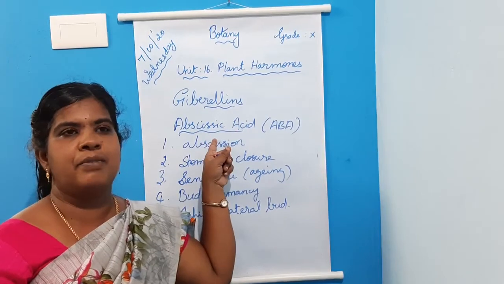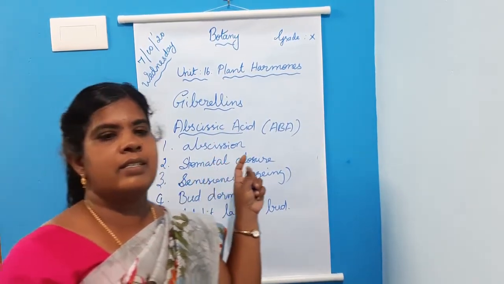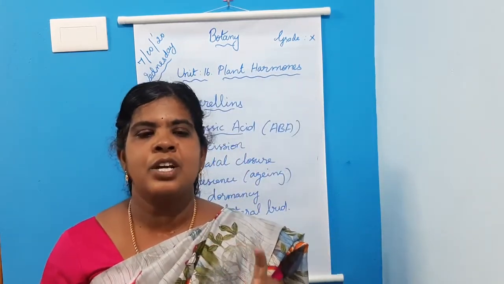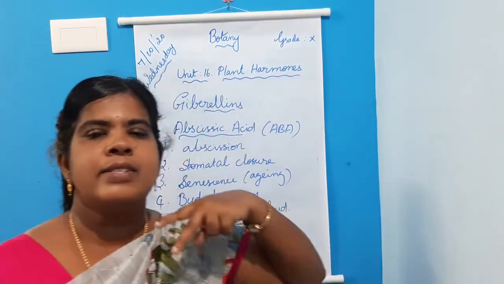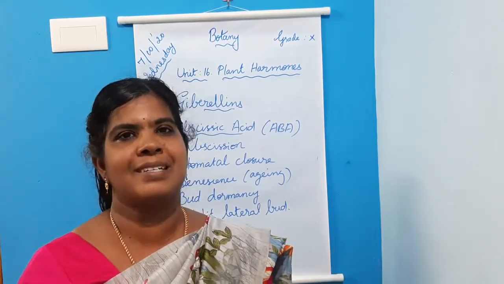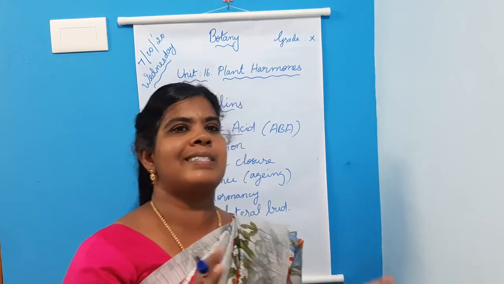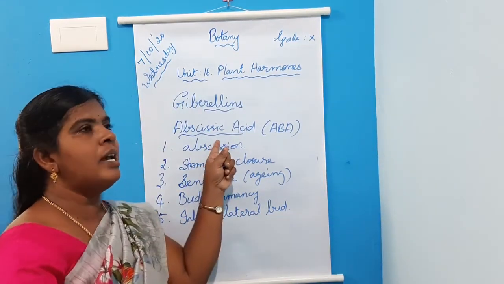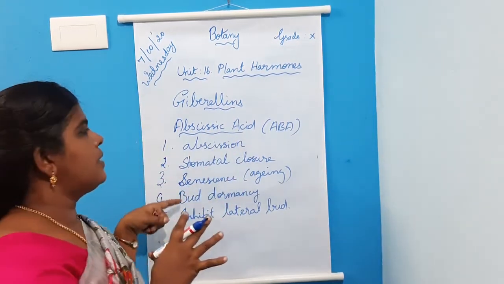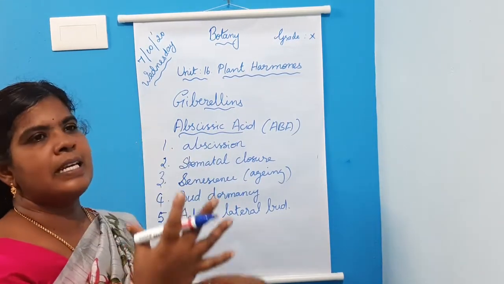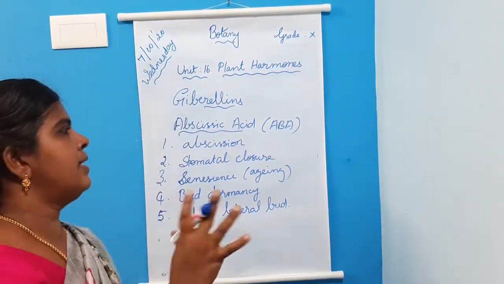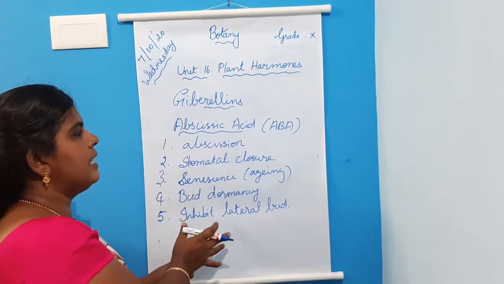Abscisic acid is a powerful growth inhibitor which regulates abscission and dormancy. It increases the tolerance of plants for various kinds of stress. So it is also called stress hormone. These are the physiological effects of abscisic acid. It is found in the chloroplast of plants. Next, physiological effects of abscisic acid.